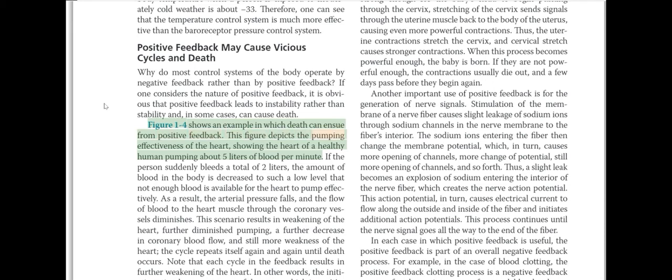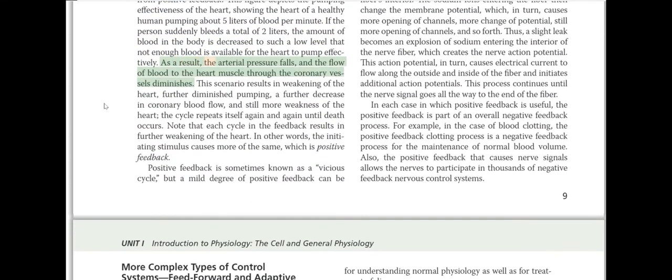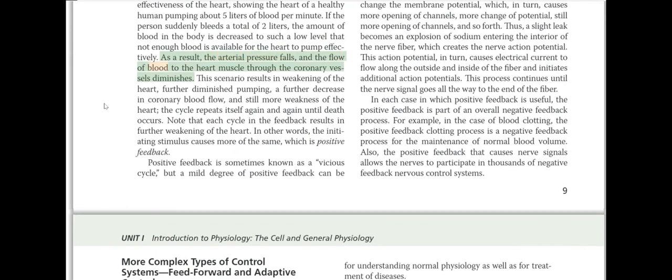This figure depicts the pumping effectiveness of the heart, showing the heart of a healthy human pumping about 5 liters of blood per minute. If the person suddenly bleeds a total of 2 liters, the amount of blood in the body is decreased to such a low level that not enough blood is available for the heart to pump effectively. As a result, the arterial pressure falls, and the flow of blood to the heart muscle through the coronary vessels diminishes. This scenario results in weakening of the heart, further diminished pumping, a further decrease in coronary blood flow, and still more weakness of the heart. The cycle repeats itself again and again until death occurs.